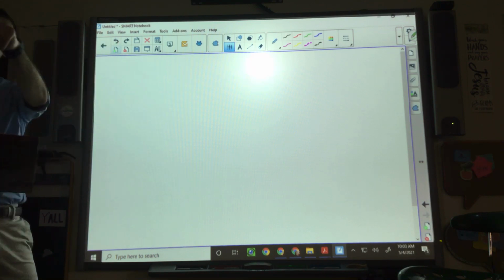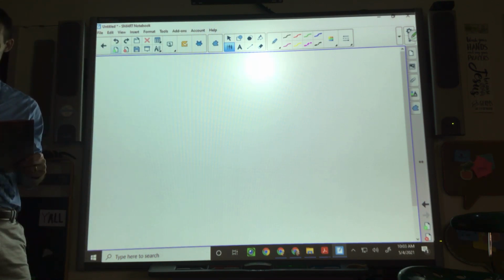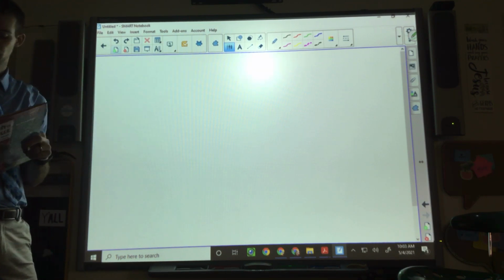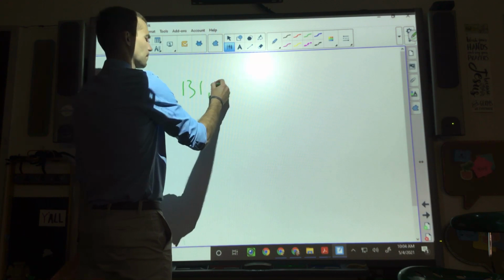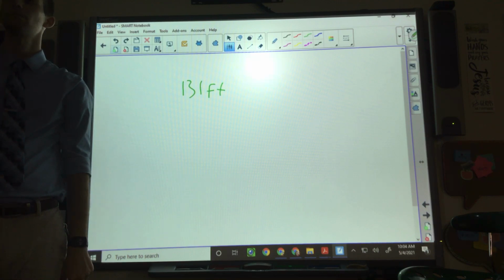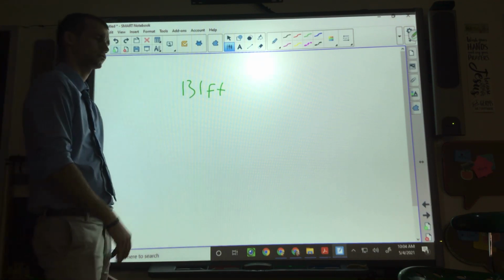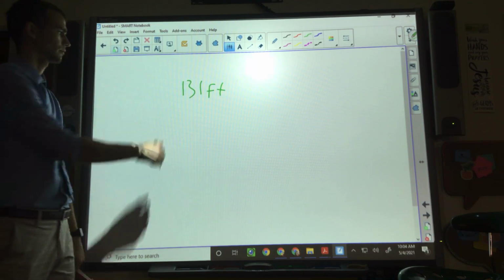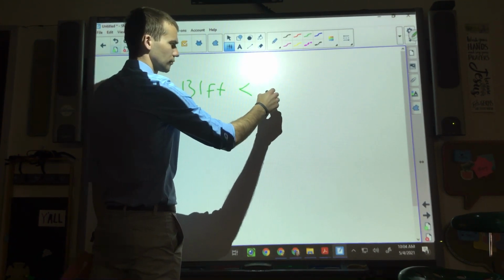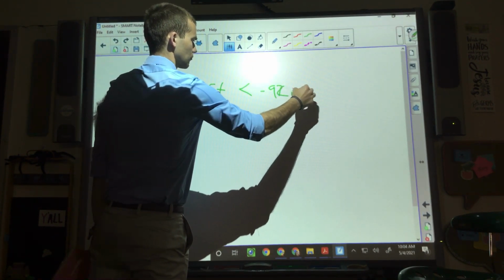Alright, 26. Cassie? The elevation of Valdez Peninsula is 131 feet, which is less than the elevation of Castle Sea, which is 92. So, 131 is less than negative. It's negative. They're both negatives. So start over. Negative 131 feet is less than negative 92 feet. Correct.